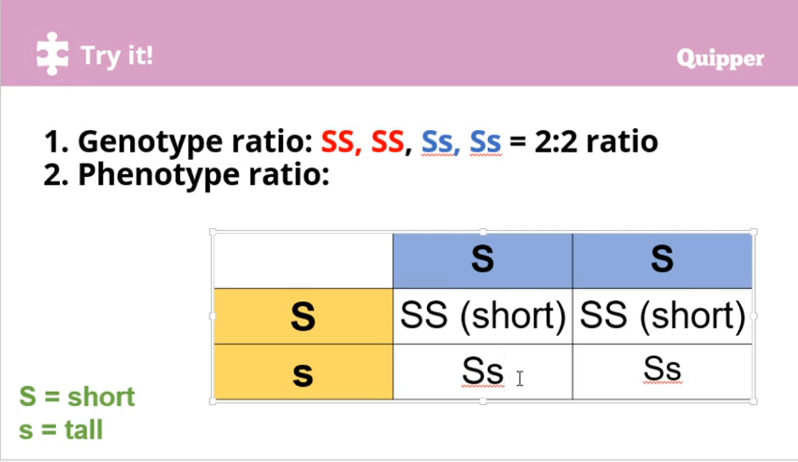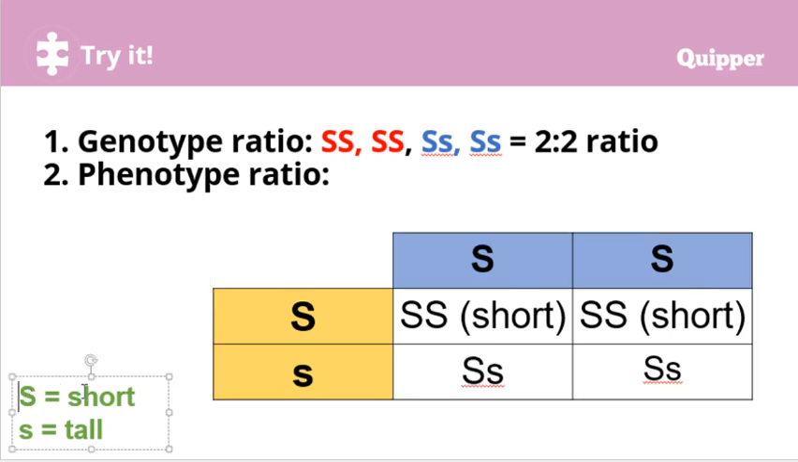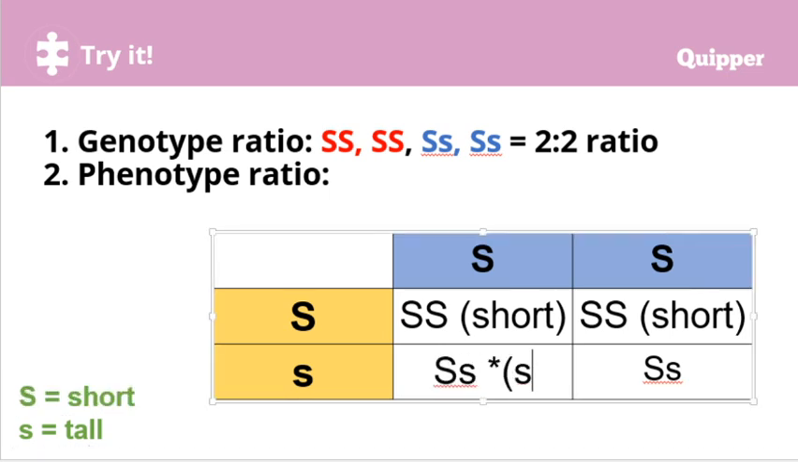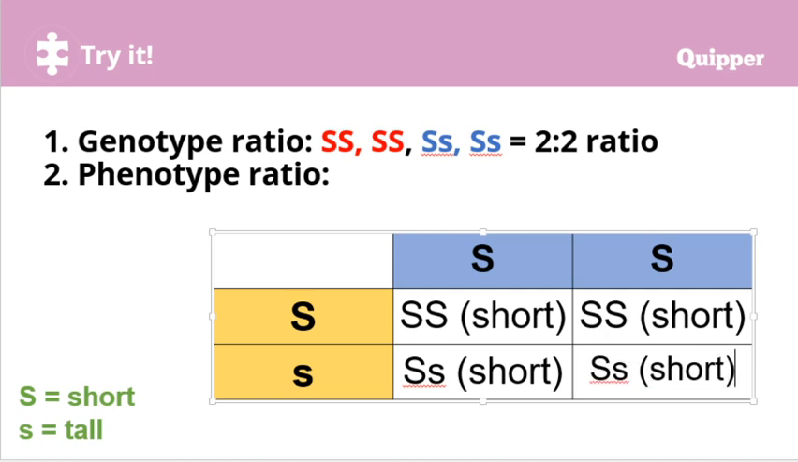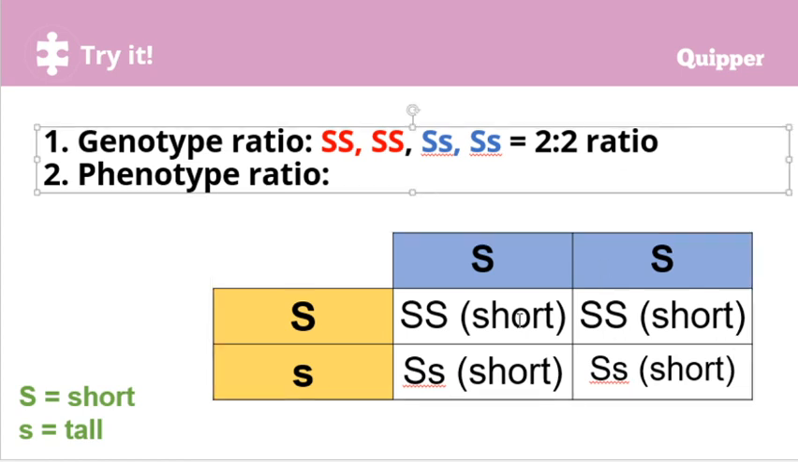This one, capital and small. Kahit may small siyang kasama kasi since masusunod pa rin si capital, ano si capital? Short. So, this is still short. You need not write this one inside the Punnett square. Nilalagay ko lang to just for you. And this one is also short. So, ano yung phenotype? Alam natin, short, short, short, short. Meron tayong apat dito. So, anong pwede nating sabihin? This is 4:0. All short. Pandak lahat yung anak.